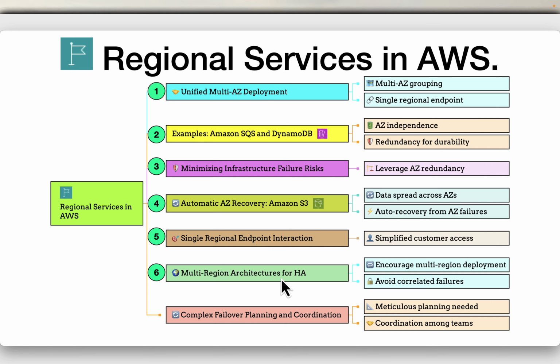Multi-region architecture for high availability. So it encourages the use of multi-region deployments for achieving higher availability and business continuity, leveraging regional isolation to avoid correlated failures. Complex failover planning and coordination. So it outlines the challenges and necessary planning for multi-region architecture and application failover, emphasizing the need for meticulous coordination across engineering and business teams.